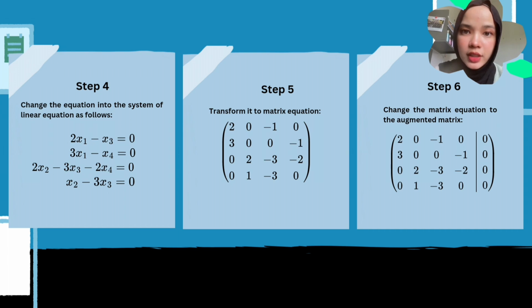Next, for step 5, transform it to the matrix equation. For row 1, 2x1 plus 0x2 minus x3 plus 0x4. For row 2, 3x1 plus 0x2 plus 0x3 minus x4. For row 3, 0x1 plus 2x2 minus 3x3 minus 2x4, and for row 4, 0x1 plus x2 minus 3x3 plus 0x4. And step 6, change the matrix equation to the augmented matrix.